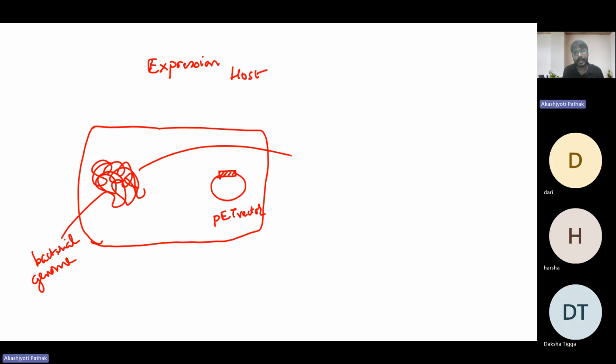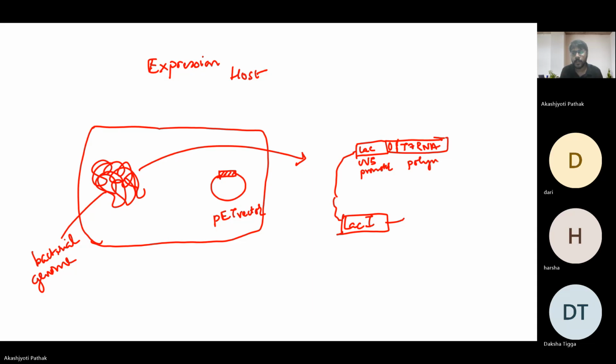has a LAC-I gene, and then there is a LAC UV5 promoter. There is an operator sequence as well, and there is a T7 RNA polymerase gene. So these things are present in the bacterial genome. Do not get confused.